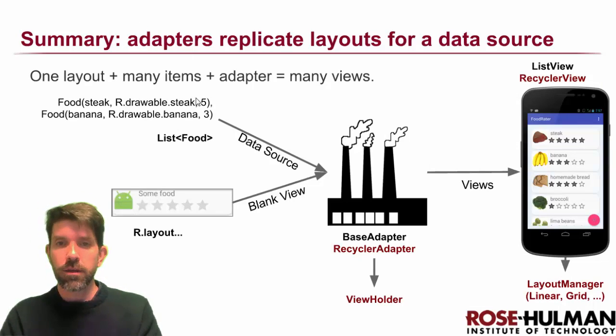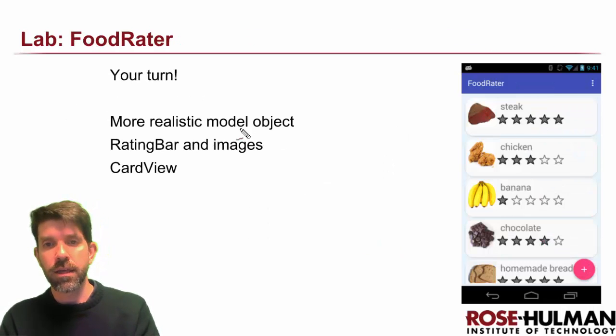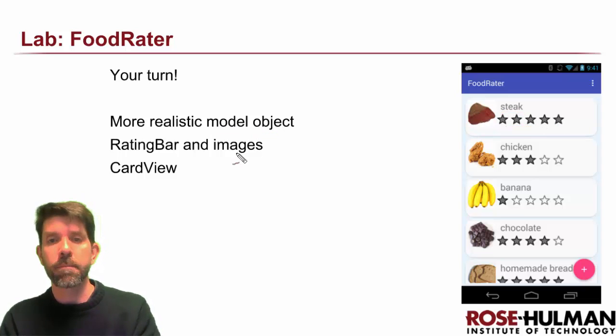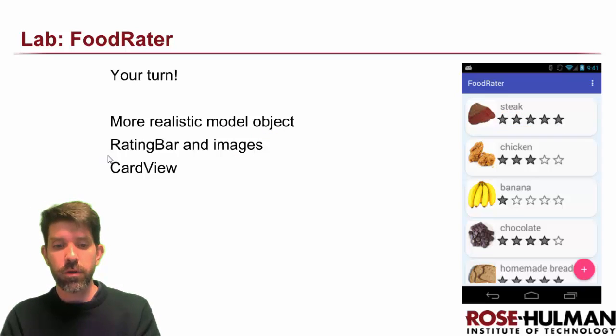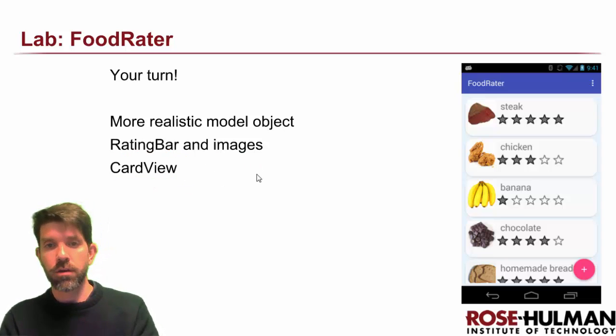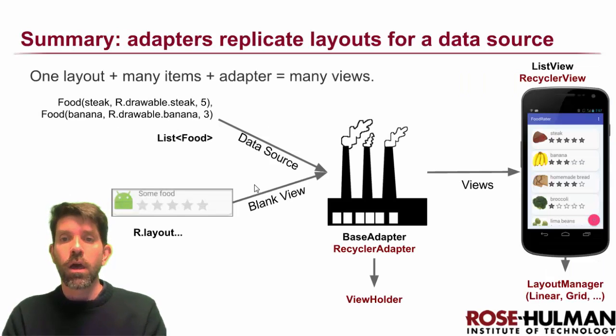So some of the things that we are going to be playing around with, different than we had in the lecture, is that we actually do get a more realistic model object here, right? So we not only have a name, but we have a rating, and we have some sort of a resource ID here. We are using the rating bar, right? So you'll get to play around with that some as you're doing this. Get to play around a little bit with images, and you'll be using the card views and everything else that we sort of hinted at in the end of our lecture. I'll give you a chance to explore some.